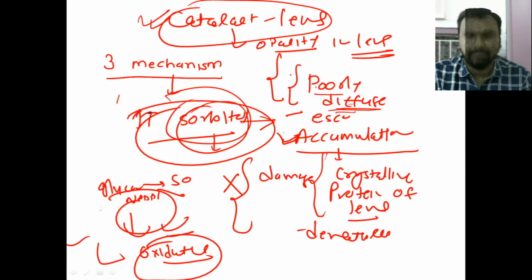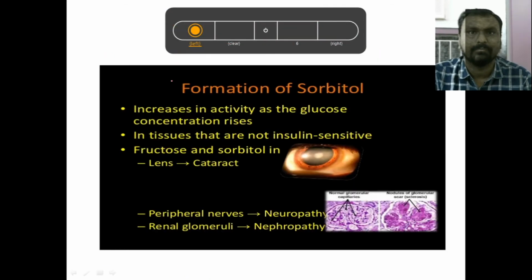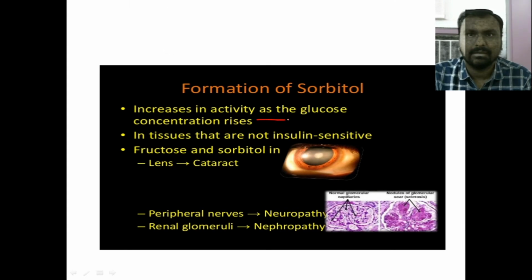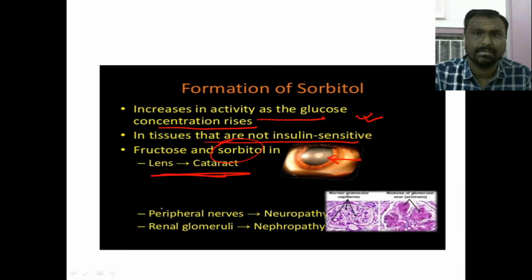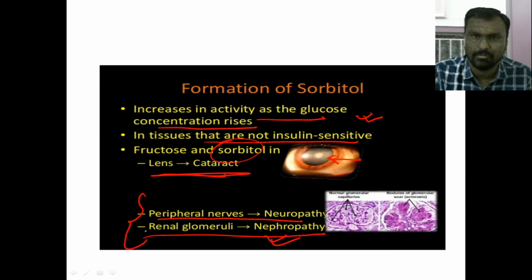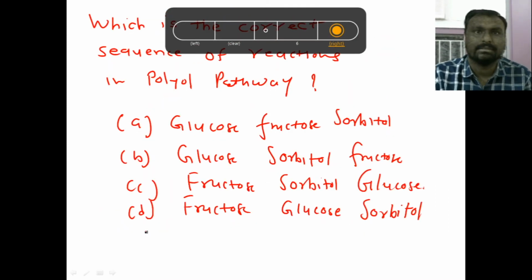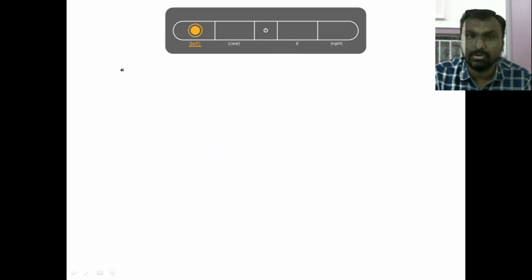So all this condition will lead to the cataract, and ultimately the sorbitol accumulation will damage the neurons and nephrons also. So increase in activity as the glucose concentration rises. So sorbitol level will be increased in tissues that are not insulin sensitive, like retina, neurons, nephrons. This sorbitol, in lens, will cause the cataract. You can see the opacification, that is called a cataract. In peripheral nerves, it will cause the neuropathy, and in nephrons, it will cause the nephropathy, because neurons and nephrons are damaged because of the sorbitol, which is an osmotically active agent. So this is all about the polyol pathway, sorbitol pathway.